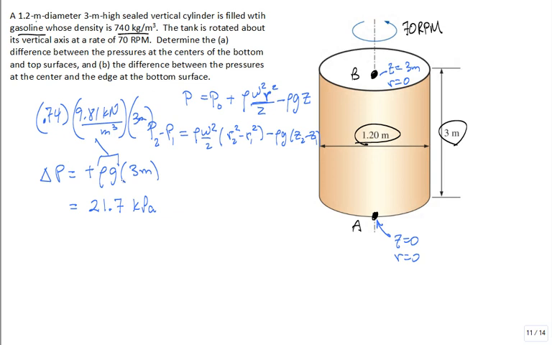One confirmation, 2, 3, 4. Look good? 21.8, so 21.7. There you go.